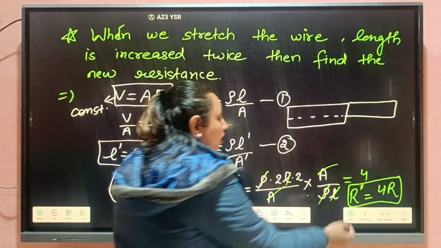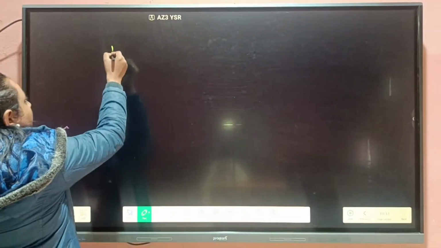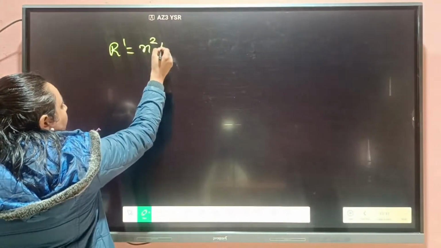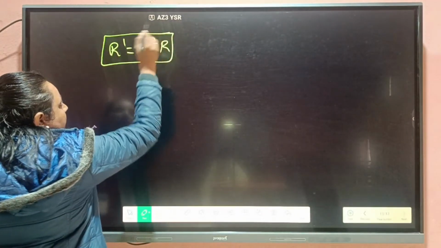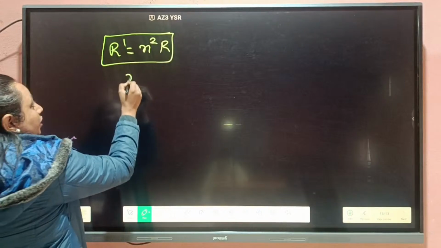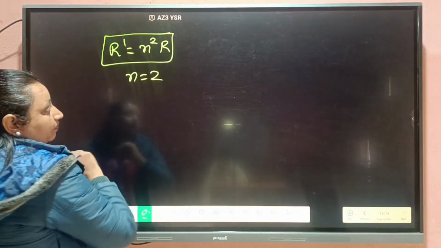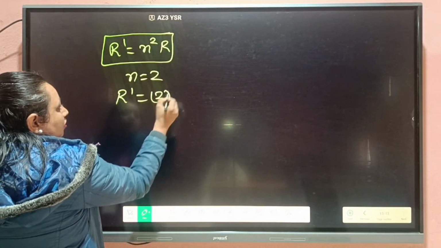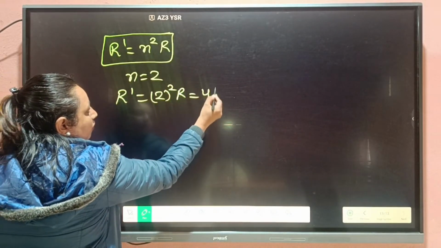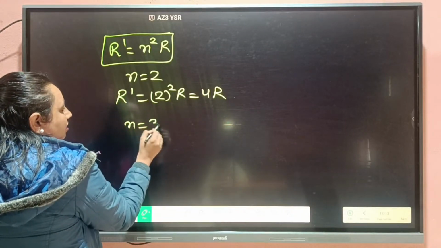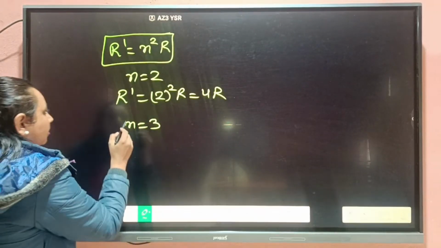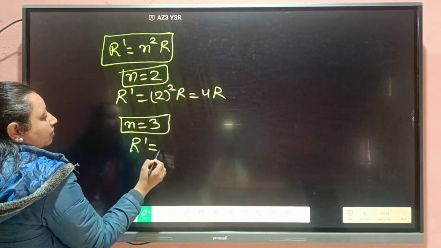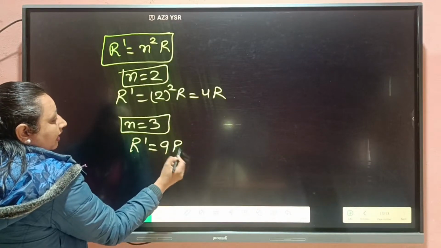द डायरेक्ट फॉर्मूला फॉर दिस इज, टू फाइंड द न्यू रेजिस्टेंस R डैश इज इक्वल्स टू n स्क्वायर ऑफ द R. n इज अ फैक्टर कि आप कितने से इंक्रीज कर रहे हो. अगर आप उसको 2 टाइम्स यानी कि डबल हो गई है लेंथ, देन R डैश इज इक्वल्स टू 2 स्क्वायर ओवर R यानी कि 4R. इफ n is 3 यानी कि थ्राइस 3 टाइम्स लेंथ अगर आप इंक्रीज कर रहे हो, स्ट्रेच कर रहे हो उसको 3 टाइम्स, देन R डैश इज इक्वल्स टू स्क्वायर इज 9 टाइम्स ऑफ R.